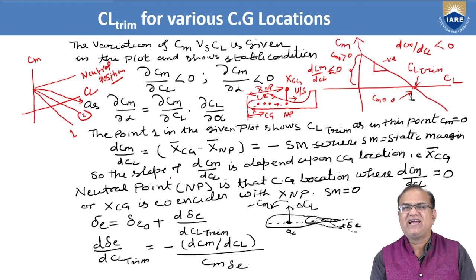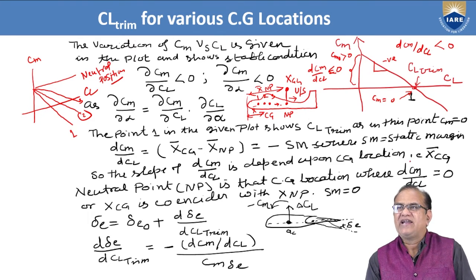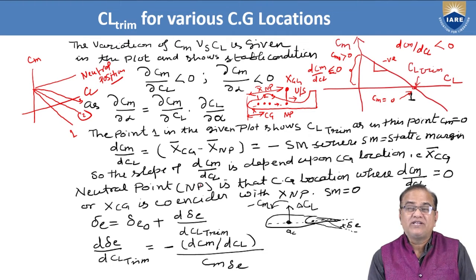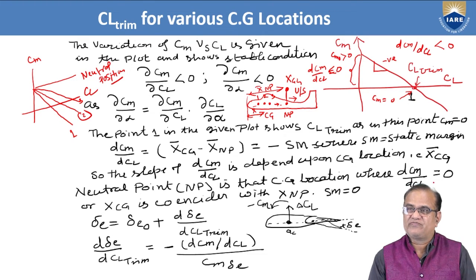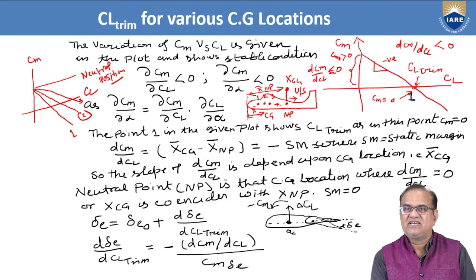So we can see that the slope of the dCm by dCl depends upon the CG location. I have shown in this plot, and this XCG neutral point, what is the neutral point? It is that CG location where dCm by dCl is equal to 0. We have to see very clearly that if the XCG coincides with the neutral point, the static margin of the aircraft will be 0.